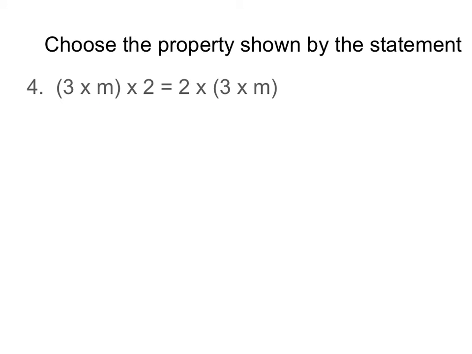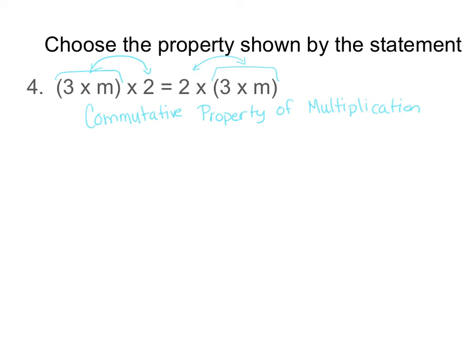Okay, let's look closely at this one. You might think that it is associative, but as you can see, this 3 times m is the same. The grouping's still the same. What we did was we switched the grouping and the times 2. So we switched and put the times 2 at the beginning and the 3 times m at the end. So this would be the commutative property of multiplication.